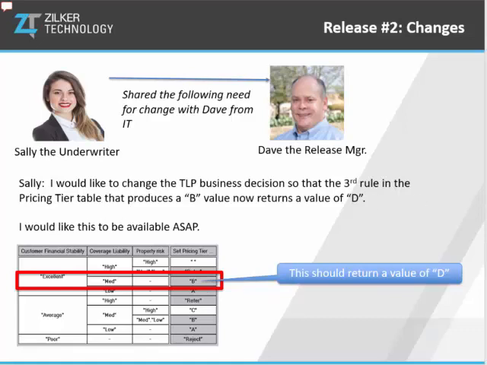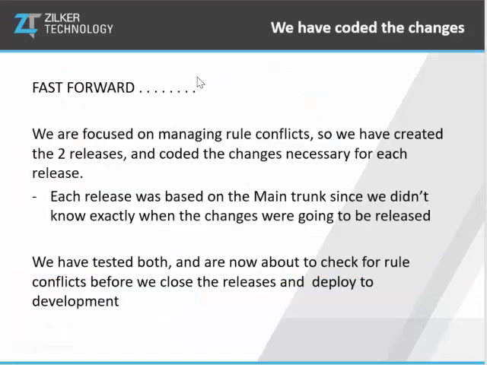Here we have our two releases, our two major change activities, and we're going to take the next step. This slide now denotes a fast forward slide. I've taken those two change requests, I have implemented them in ODM, and I've applied the changes to the rules that have been asked to change.